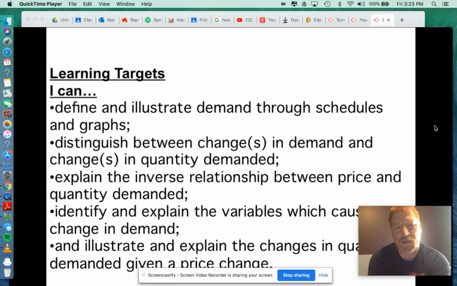You see the learning targets here. You do not need to write all those down. I'll talk through them, and then in the video you'll get to the rest of the information. But you are going to want to refer back to your notes with this lecture. It's going to help you for tomorrow's activity too.